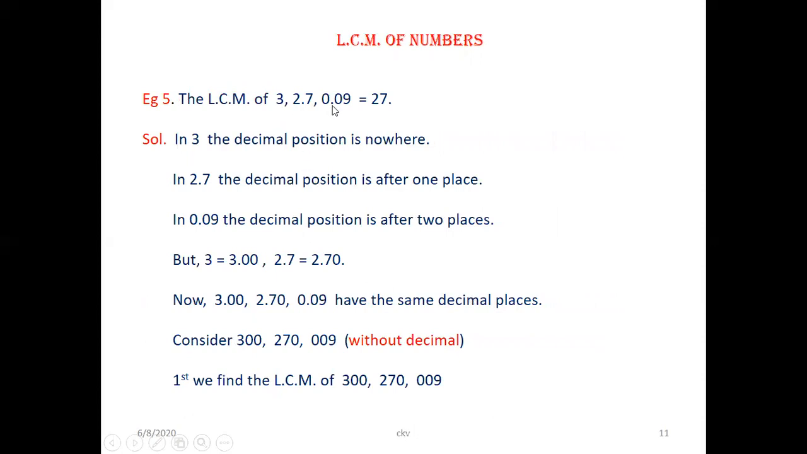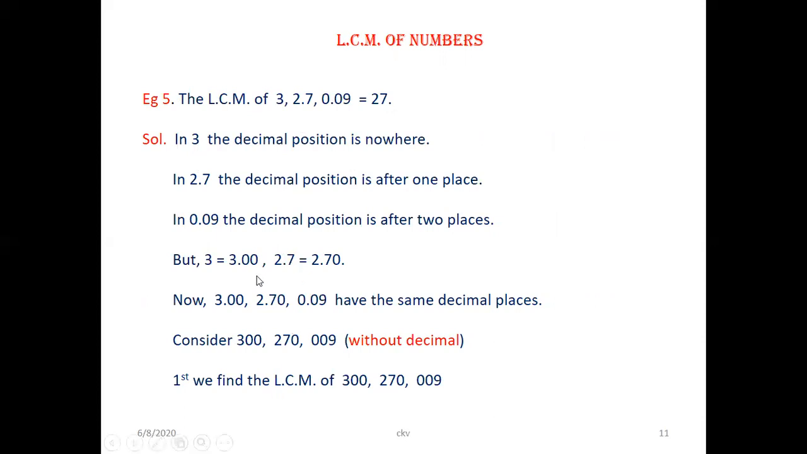So here you have 3 numbers, girls. In the number 3, there is no decimal position, and in 2.7 there is a decimal position after 1 place. You must always count from right to left. And in 0.09, the decimal is placed after 2 places. So the position is after 2 places here, after 1 place here, and there is no decimal in the other. So the first step is what? You have to see that the decimal position is at the same place in all the numbers.